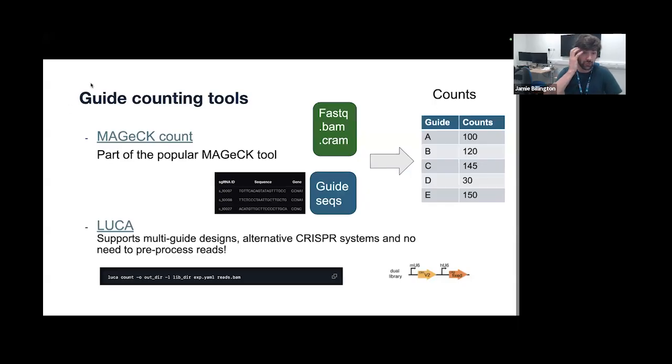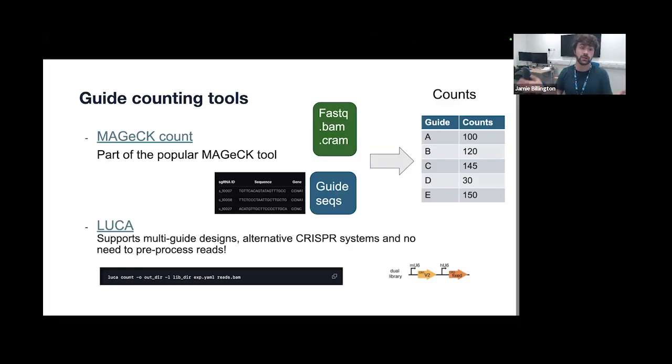If you're looking to do this guide counting for yourself and you don't have a friendly bioinformatician to hand, one tool I could recommend that's very straightforward to use is MAGeCK count. That's part of a very popular tool for CRISPR analysis. Another I could recommend is Luca, which is one we've developed here, which is much more flexible in terms of accommodating more complex experimental designs.